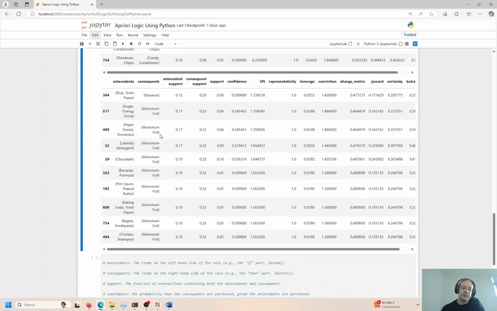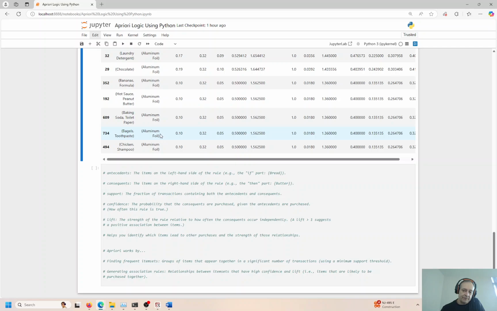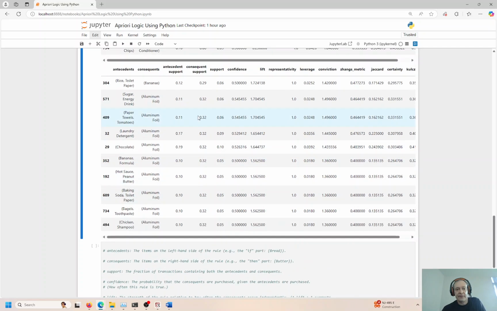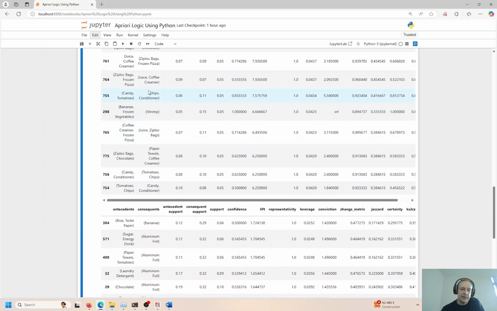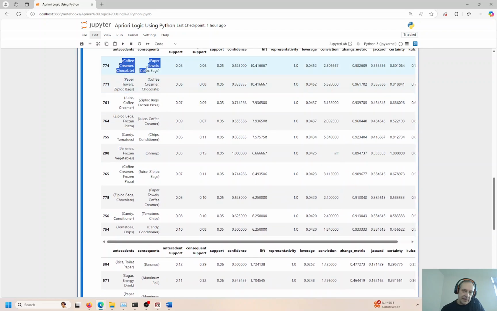Okay, so let's go down and just dissect this just a little bit more. And this is it. This is the result here. So these are the combinations that we're interested in, and also with product inventory, it helps us understand if coffee creamer and chocolates are bought together with paper towels and Ziploc bags. As we're selling more and more coffee creamer and chocolates, we can expect to sell more paper towels and Ziploc bags.